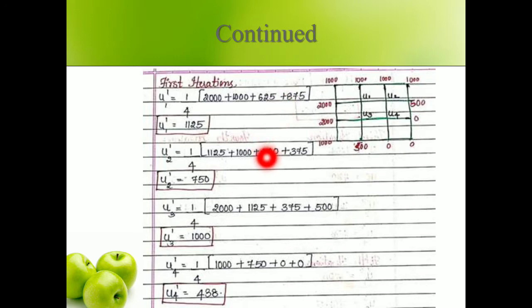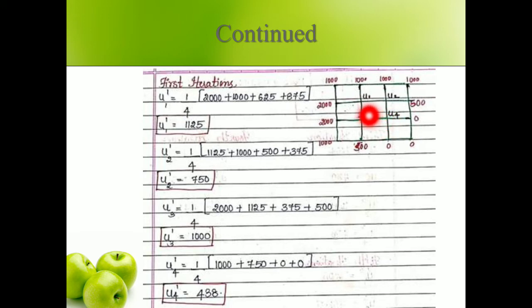Next, first iteration. Again you will be using the first iteration u1, using the diagonal elements. u1 dash diagonal, you have 2000 plus 1000, then the u4 value, which you have already found out, that is 625. Then you will be using 2000, 2000, u1 is equal to 1000, 2000, then 1000 and the u4 value.